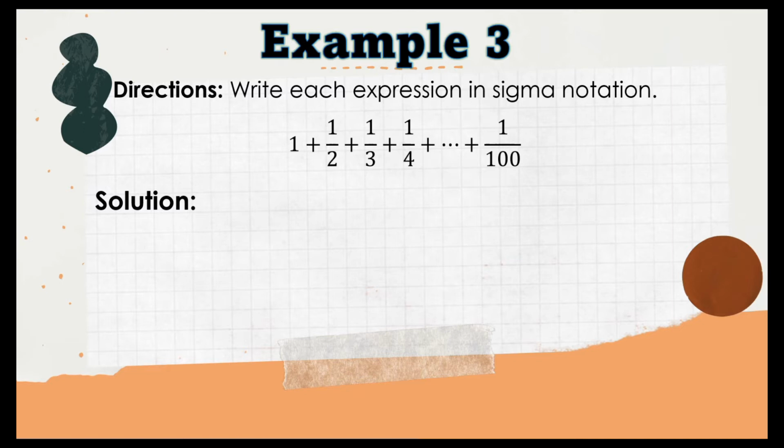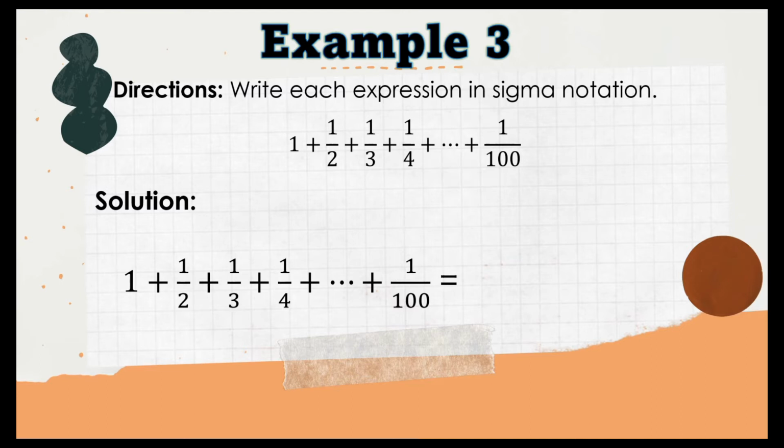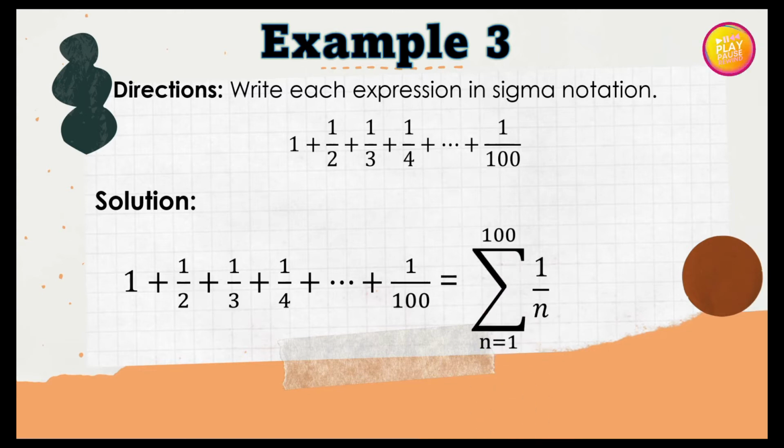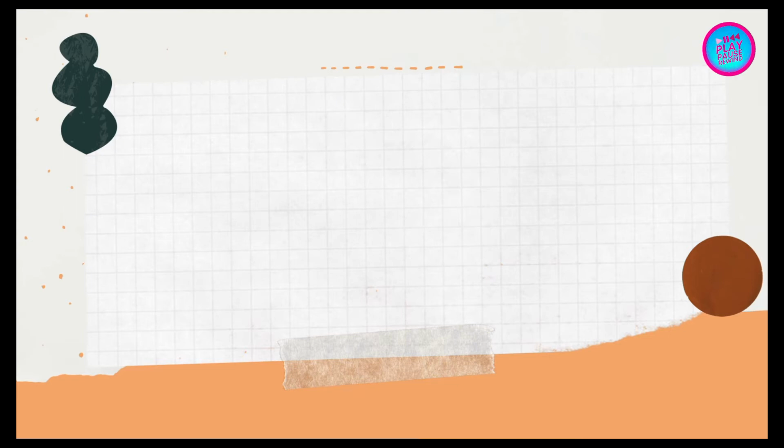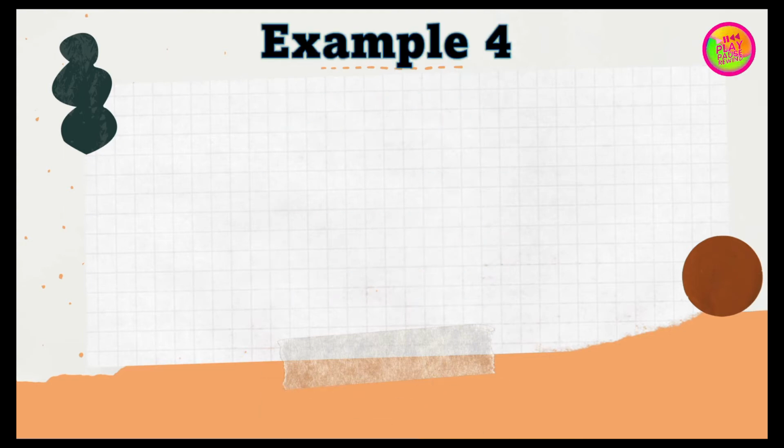Each term takes the form of 1 over n. The numerator of each term is 1, and the denominator takes the values of the variable. In sigma notation, we could write this as the summation of 1 over n from n equals 1 to 100.